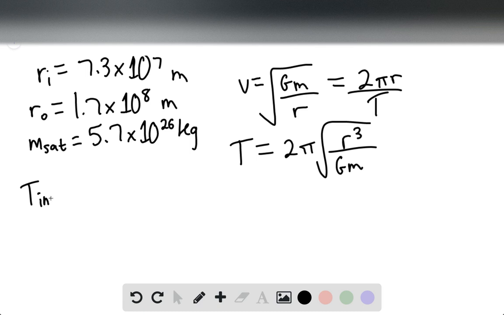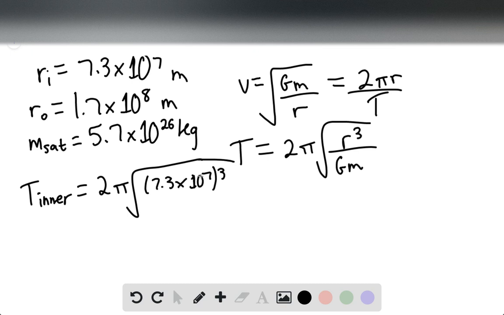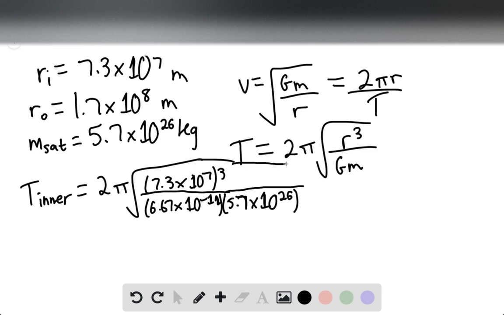So t inner is going to be 2 pi times the square root of r cubed, so 7.3 times 10 to the 7th cubed, divided by 6.67 times 10 to the negative 11th times the mass of Saturn. So this will be 5.7 times 10 to the 26th. And we find that the period of the inner rings is going to be 2.0 times 10 to the 4th seconds.